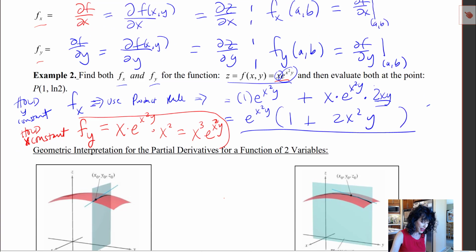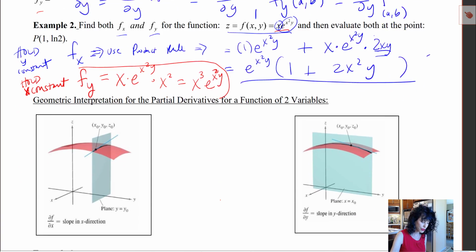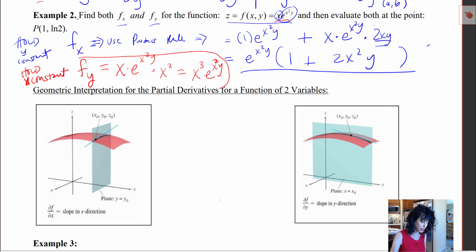Okay? What does it mean, these partials? And here is the geometric interpretation. If you are on, say, some surface here, maybe a mountain, and you're standing at a point, the df dx, or the partial with respect to x, is giving you the slope in the positive x direction. So whatever the slope is there of your mountain, if you will. So what about df dy? It's giving you the slope in the positive y-axis direction. So that's the geometric interpretation for partial derivatives. And we're going to use that in our next example.